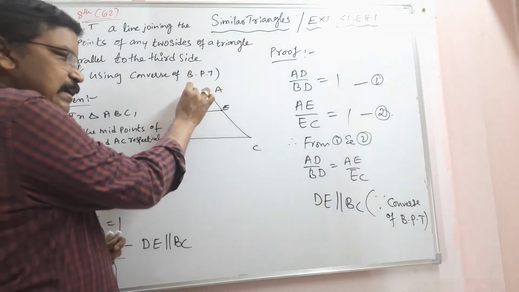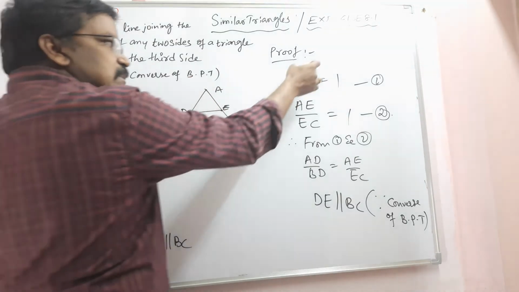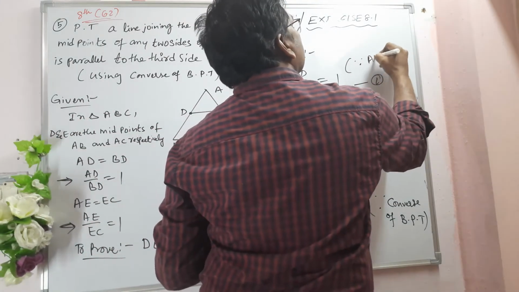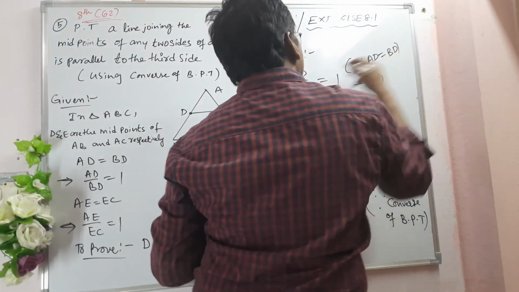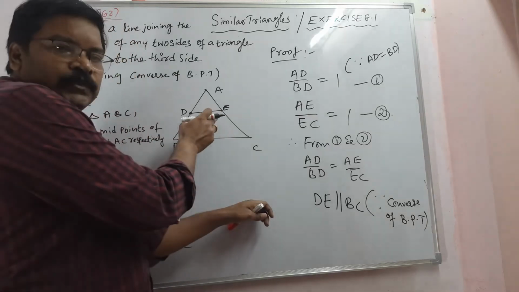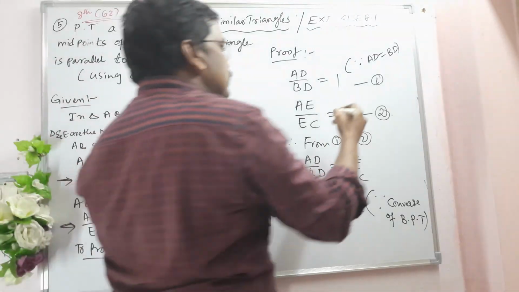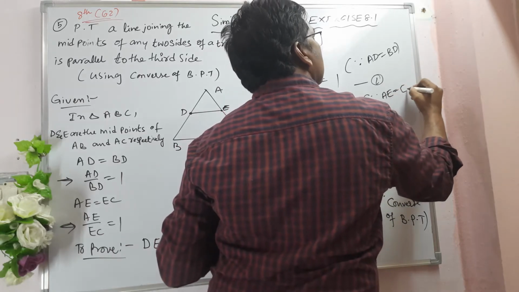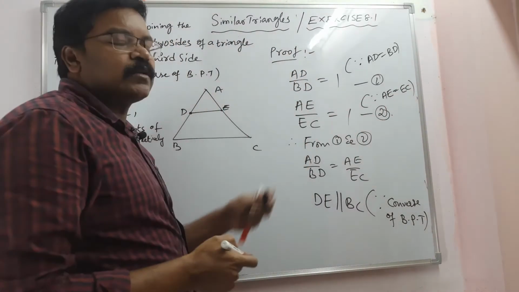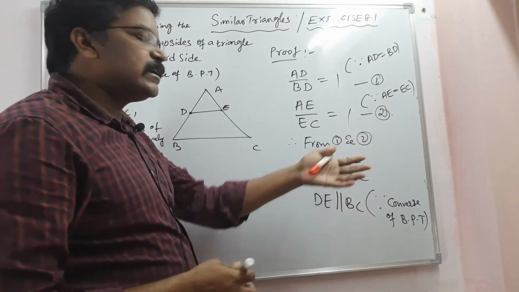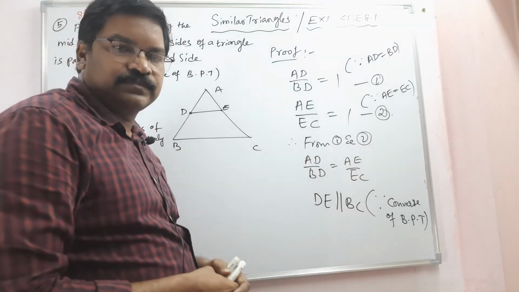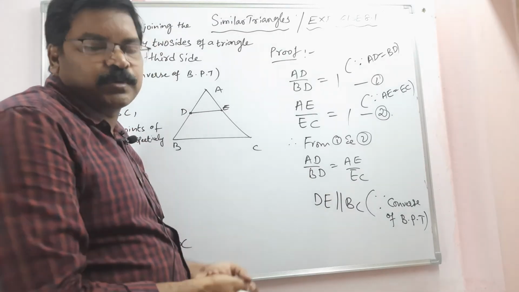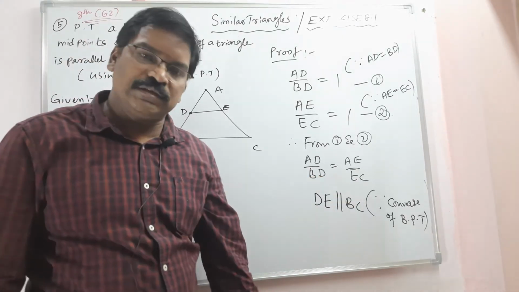The reason is AD is equal to BD, that means AD by BD is equal to 1. Here you can write, since AD is equal to BD. E is the midpoint of AC, that means AE is equal to EC. Therefore, from 1 and 2, AD by BD is equal to AE by EC. Why? According to converse of basic proportionality theorem, DE is parallel to BC.